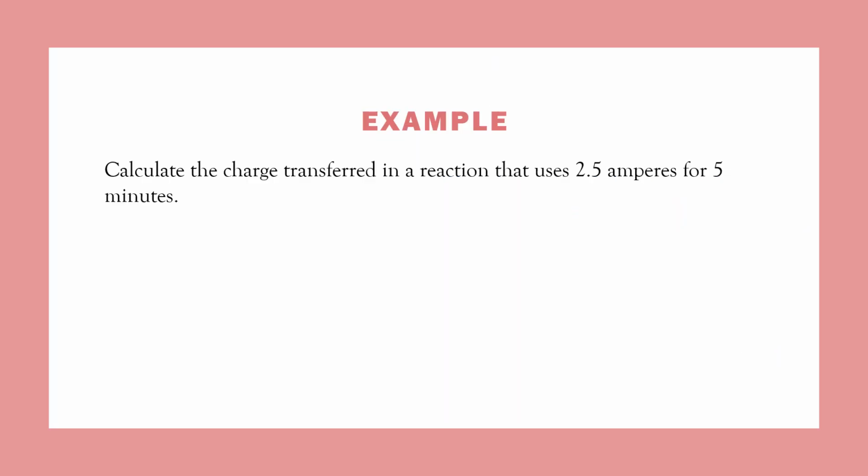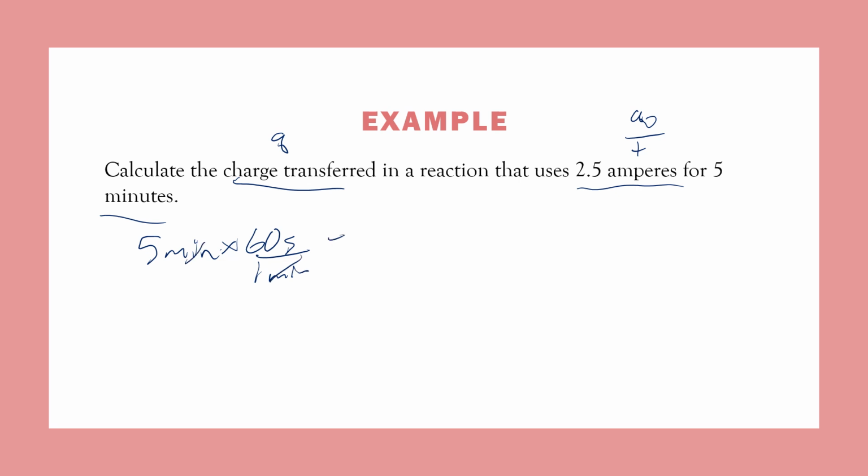Okay, so here's another example. Calculate the charge transferred, so charge is Q, in a reaction that uses 2.5 amperes. That's Q over T, for 5 minutes. We need to change that to seconds. I'm going to do this in separate steps this time: 5 minutes times 60 seconds per 1 minute. That's 300 seconds.